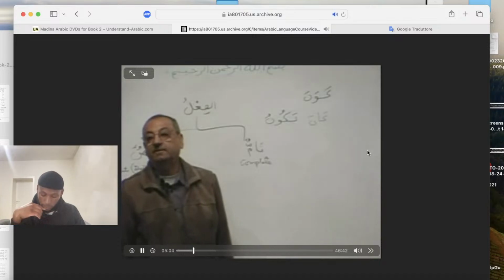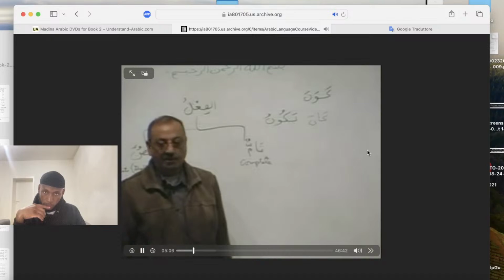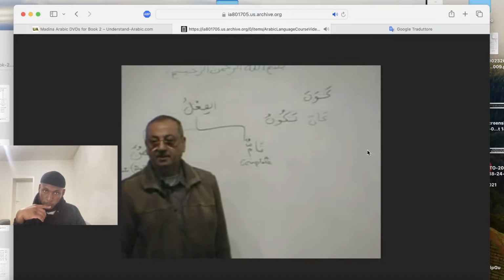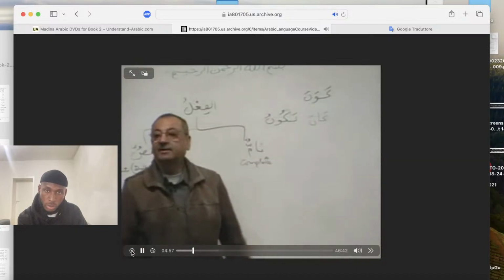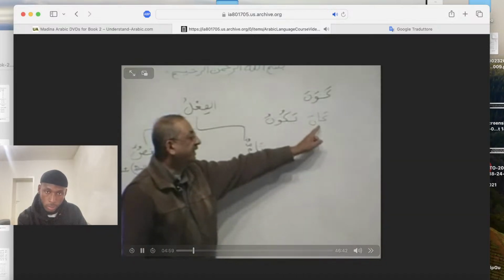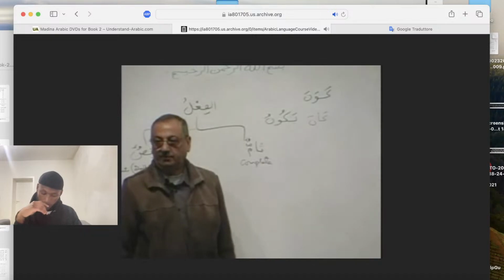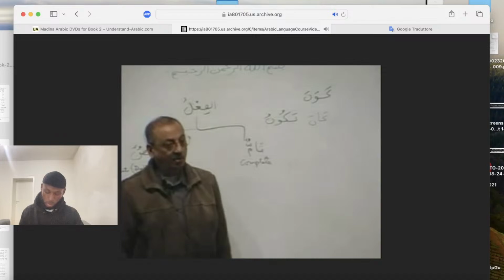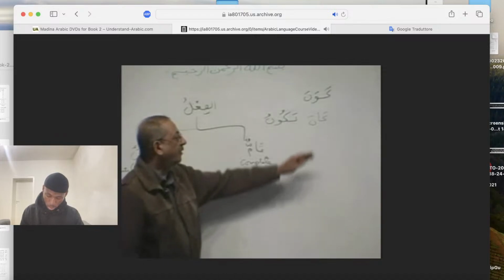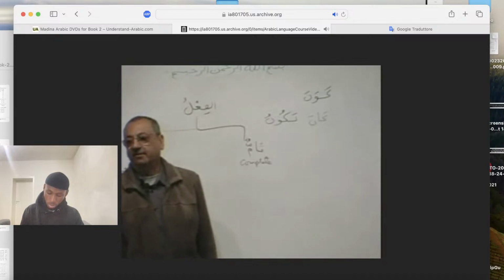So the conjugation will not be normal. In the middle there is a waw which changes into alif. Okay? So the conjugation will not be normal. We can only go up to 5.